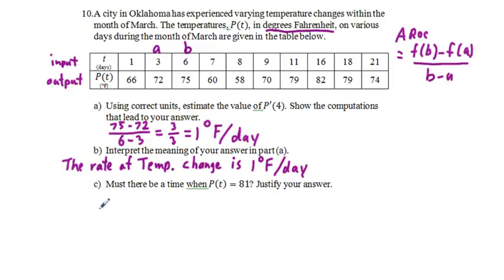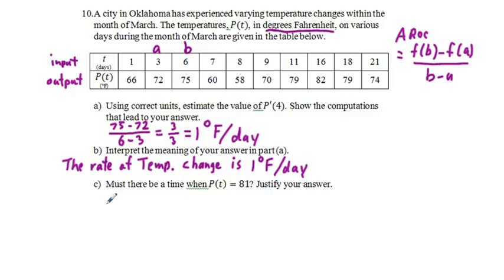And now part C. Part C, I can see it's like, must there be a time when P of t equals 81? And I saw a lot of people answer yes to this question. And if you just look at this, you see, well, here's the temperature at day 11 is 79, and temperature at day 16 is 82. And so obviously 81 had to be in between there. So it's articulating this properly. And you can do a long articulation or a short one I'm going to show you now.